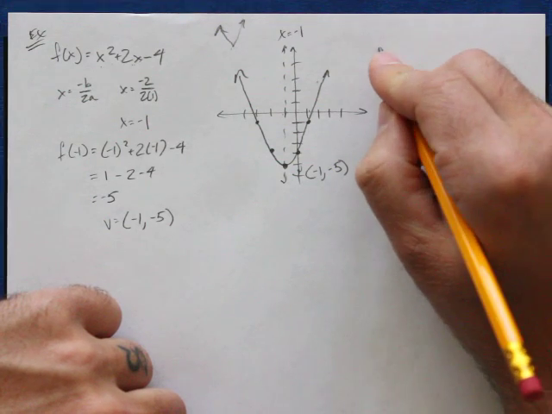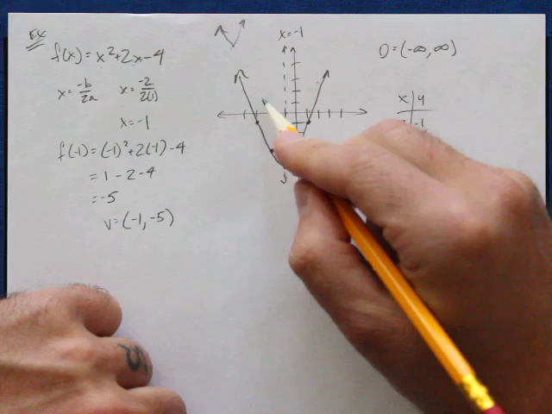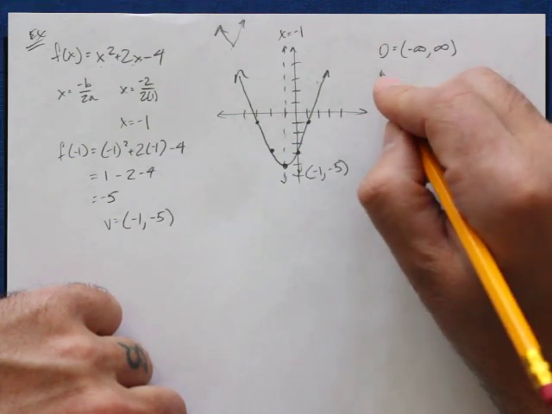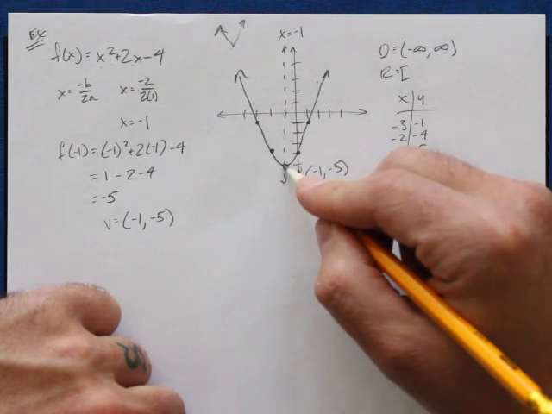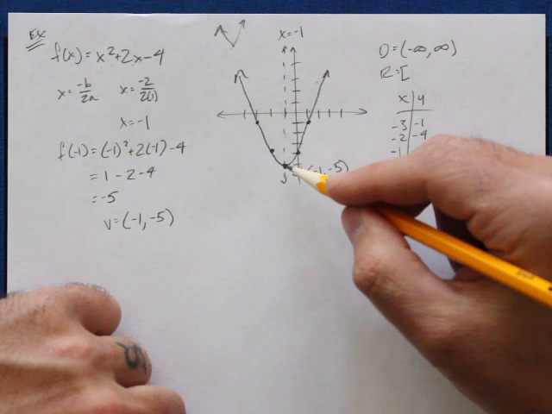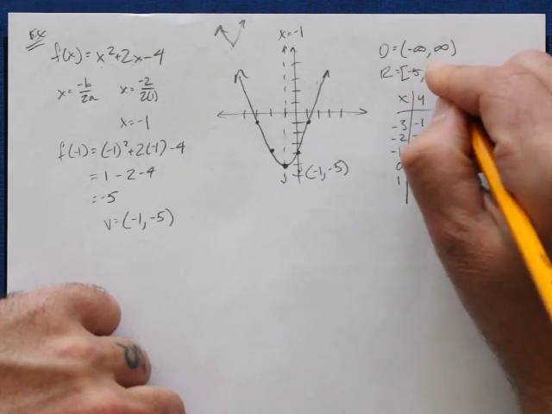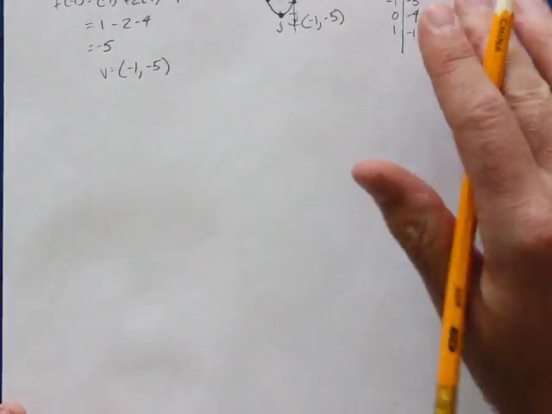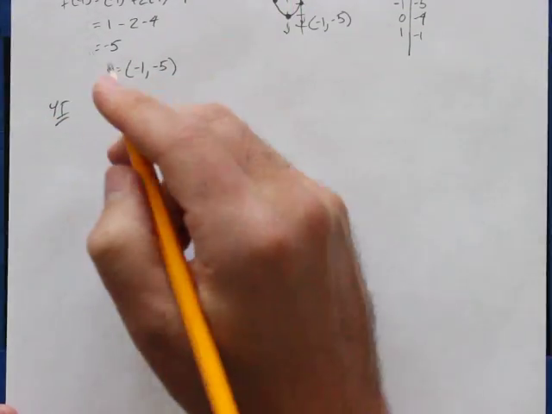Okay, domain and range. So my domain is going to be negative infinity to positive infinity again, because I've got x values for infinity to the left and infinity to the right. My range, I'm going to look at this point, and I can see my y values start at negative 5 and then go to positive infinity. All right, we got two you-tries. Let's do one at a time.